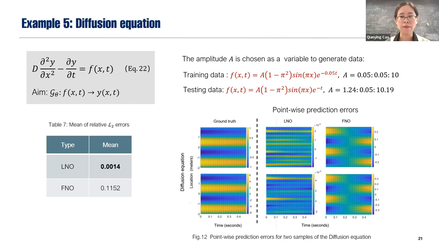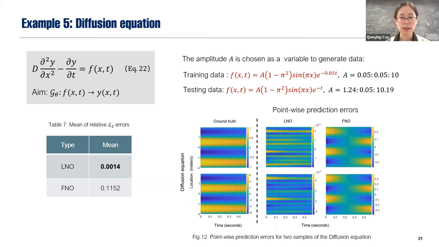D is the collective diffusion coefficient for density y at location x. In this case, D equals 1 is chosen. For learning the operator of the system in equation 22, the following two types of functions are used for training and testing respectively. Each sample is discretized into 25 times 80 temporal-spatial grid points.